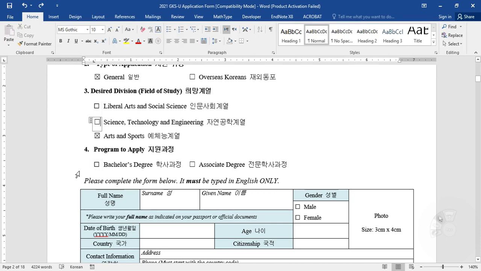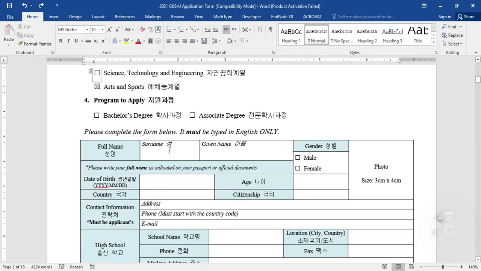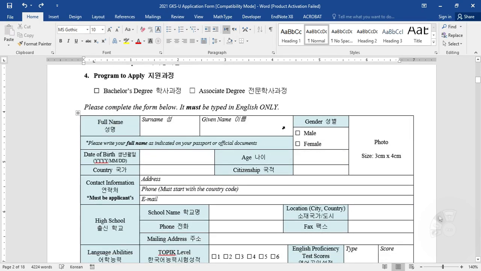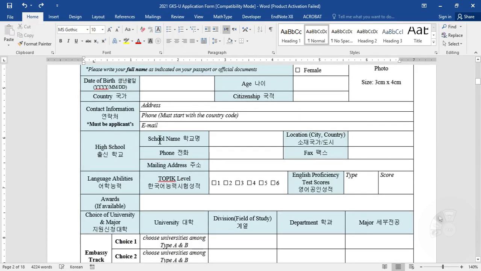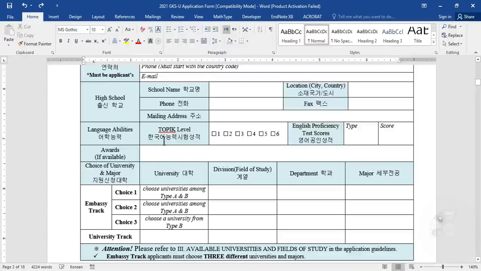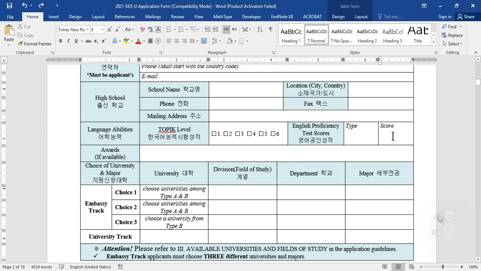And the degree applied for bachelor's. Here you have to write your name, formalities, for example gender and the photo, and the date of birth, age, citizenship, address, high school name, write your school name and the city or country, and phone or mailing address. And if you have any score in English or Korean certificate, then you can write or mention the band or the level of your language proficiency. And if you have any awards, you can write here.